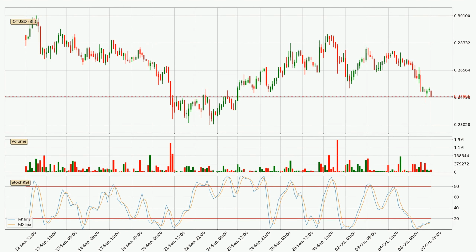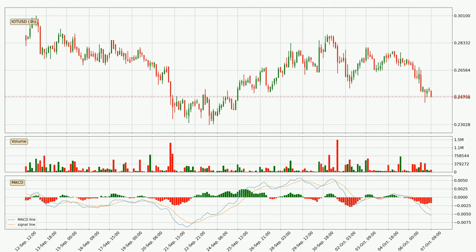Looking at the 3-hourly Stochastic RSI, we can see that the crypto is being oversold because the %K and %D lines are in the lower region. A change in the trend can be expected, or for the crypto to remain at least stable for some time. You should wait to see if there will be an upward trend because the K line has not yet crossed the D line.